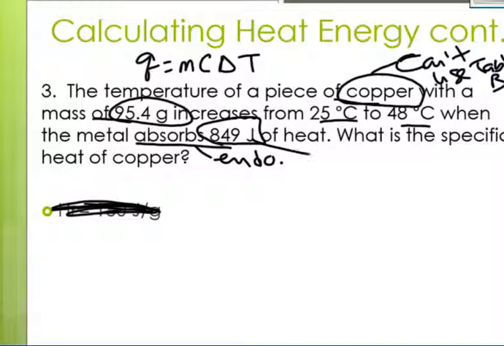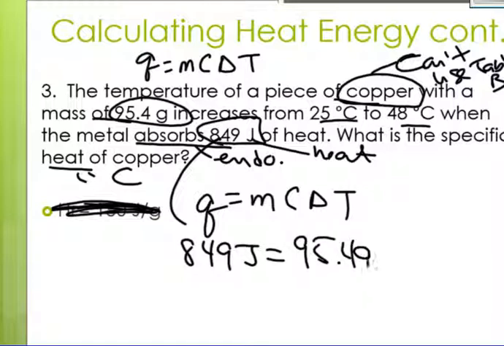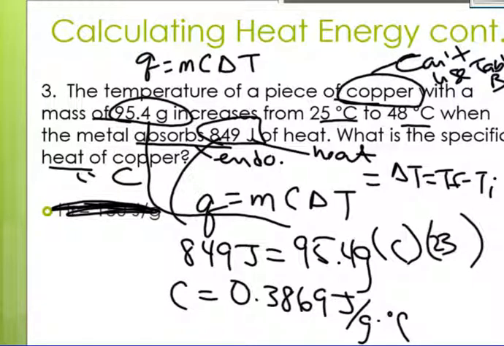What is the specific heat? That's the C of the copper. So we're solving for a specific heat because it's not given to you in the problem. That's what we're trying to find as the C. So we have Q equals MC delta T. The heat value that they gave us is 849. Let's plug that in, equals the mass. The mass is 95.4 grams, coming from here. C is what we're trying to find. And delta T, remember, is temperature final minus temperature initial. We get a value at the end that the specific heat is equal to 0.3869 joules per gram degree Celsius.